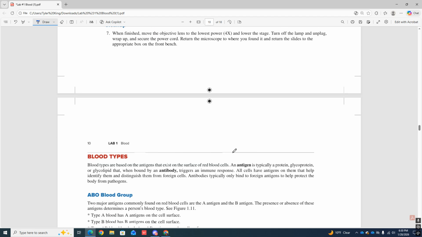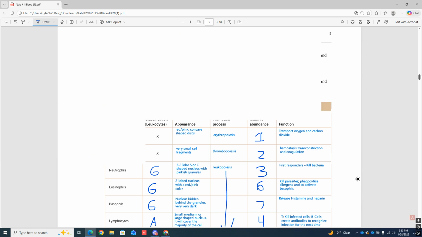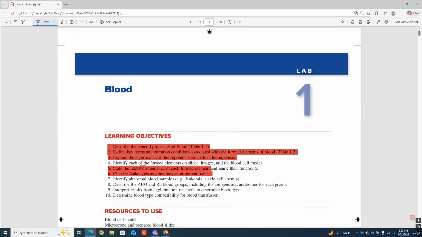Okay, stop here. Blood types after this. Let's scroll up here and get our learning objectives highlighted. So we talked about all the formed elements on the slides, the images, and the blood cell model. We named their functions.